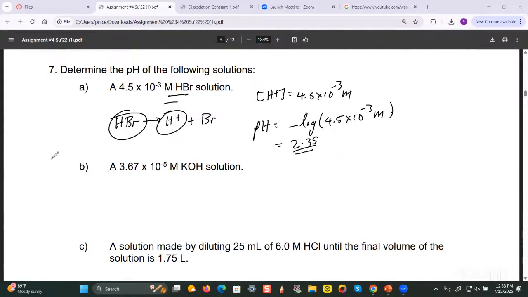Okay. B, 3.67 times 10 to the minus 5 M potassium hydroxide solution. All right? So how would you solve that? Again, you have to ask yourself the question, is this a strong base or weak base? And I don't remember if I told you this, but as far as strong bases are concerned, all you have to remember are the hydroxides of groups 1A and 2A. If you're in my Chem 1 class, you should know that.